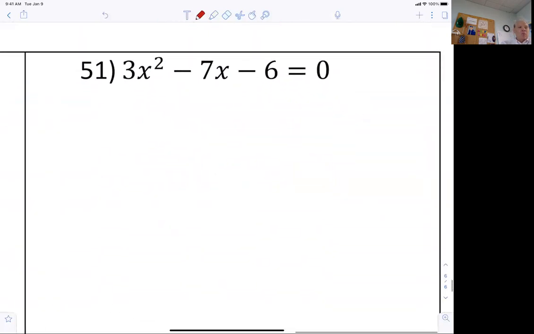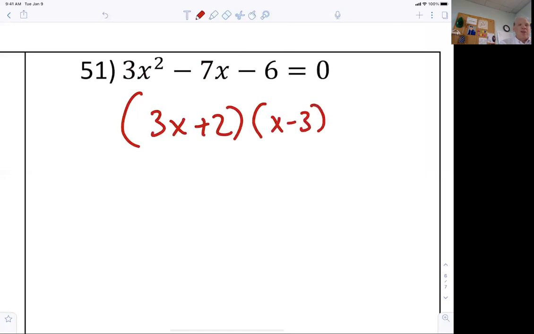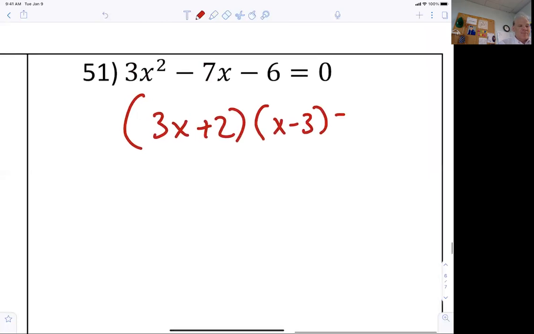All right, here we go. 51. Get it factored. 3x plus 2 and what? And what? X minus 3? No, I'm asking you what the factor was. Is that right? All right. X equals... Very good, Olivia. X equals negative 2/3 and 3. Very good.